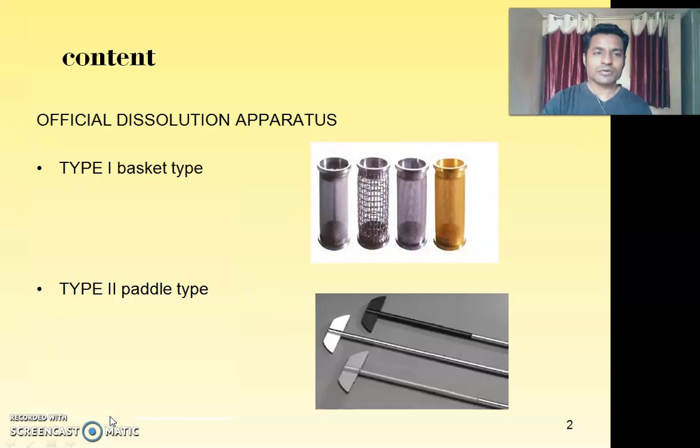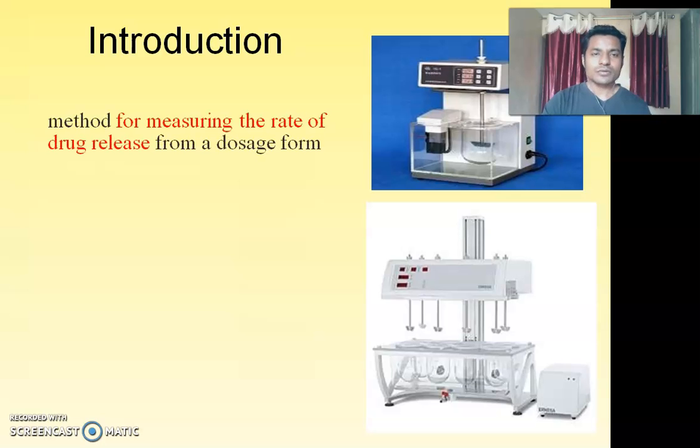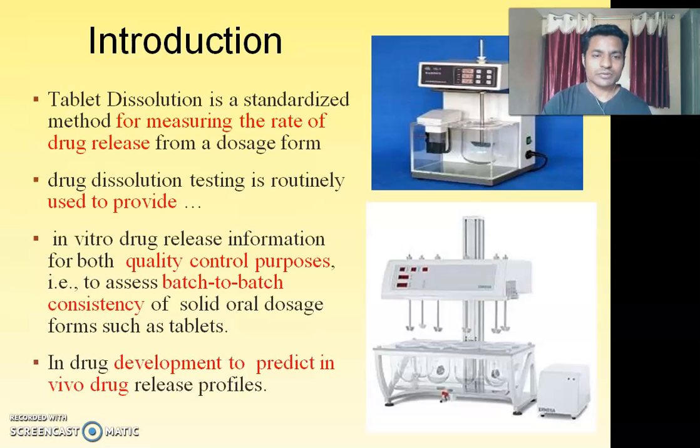In this video we are going to discuss the two official dissolution apparatus, that is type 1, the basket type, and type 2, the paddle type, right? So basically what is the difference between these two apparatus? The whole assembly is similar, but only the shaft attached to the basket and the shaft attached to the paddle make the difference between the paddle type and basket type of apparatus, right? Now we see the introduction about dissolution.